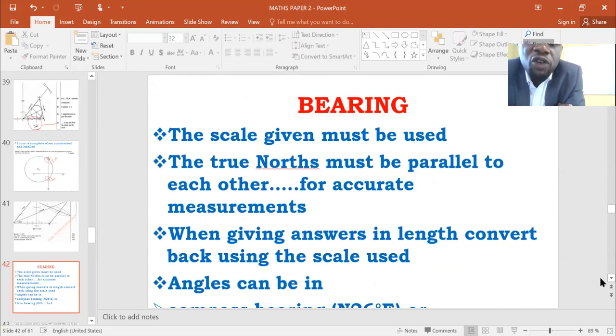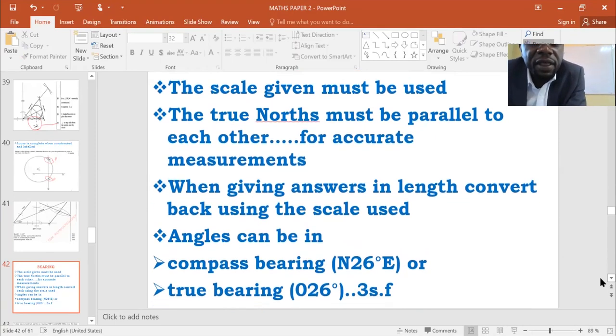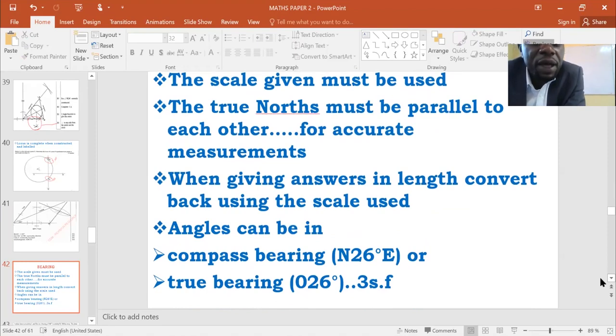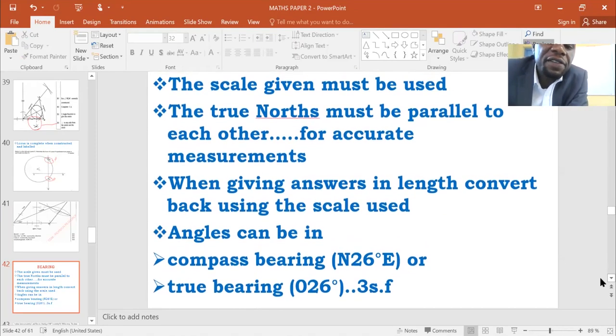Now, bearing. Also mostly paper 1. Most students don't have a problem doing the rest of the question. The first part, all you need to do is that you are given a scale to use. If a scale is given, you must use it. Again, the angles must be correctly measured. In this particular bearing, we measure angles using a protractor. The protractor must be placed from the true north in the clockwise direction, unless you are given a compass bearing. A compass bearing can even start from the south. If you are told north 26 degrees west, that means that you start from south as you move westwards.